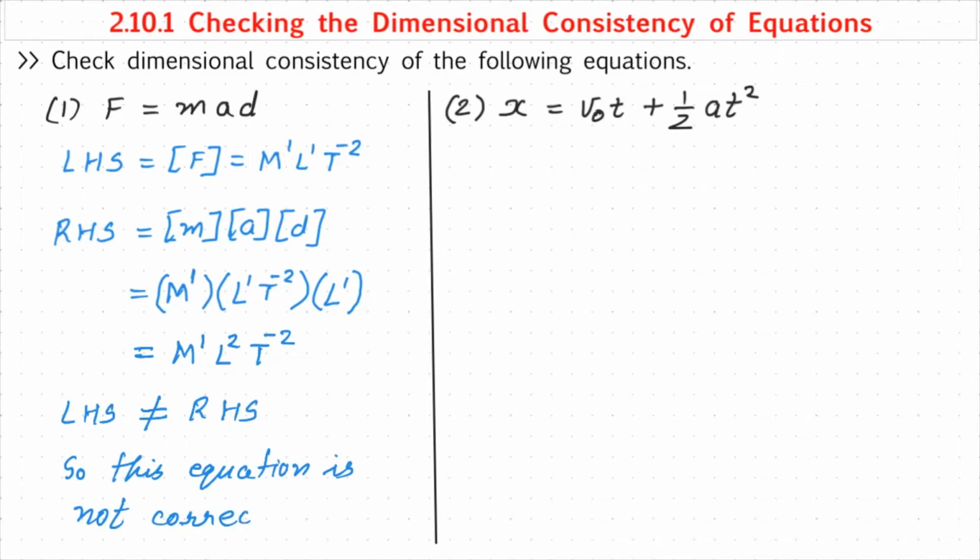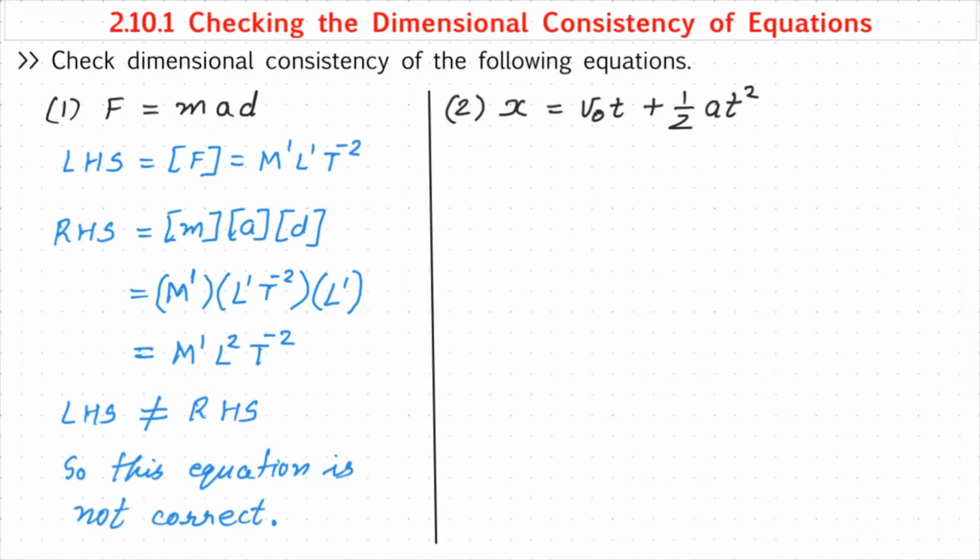This is a wrong equation. We need not write here that this equation is not dimensionally correct. This equation is not correct, because when the equation is dimensionally wrong, it is wrong as a whole. Now let us see the second example.